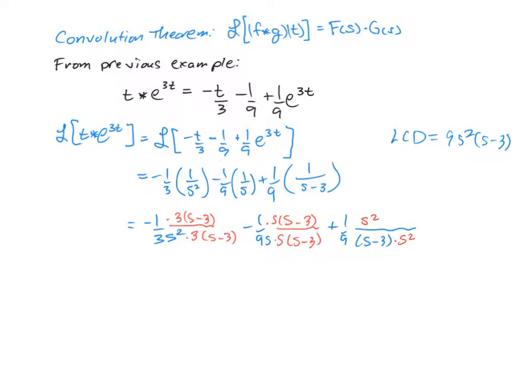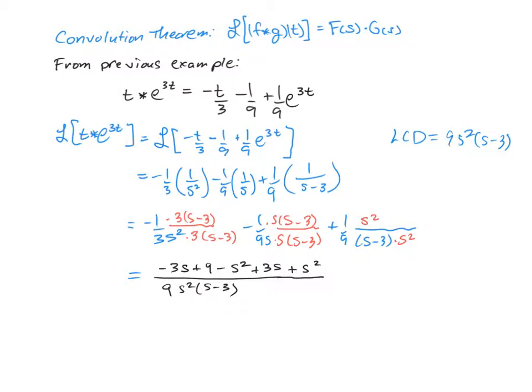So when we add these up with a common denominator, we have 9 s squared times s minus 3. Upstairs, when we distribute, we're going to have a negative 3 times s, and then plus 9, and then minus s squared, and then plus 3s, and then for the last term, plus s squared.